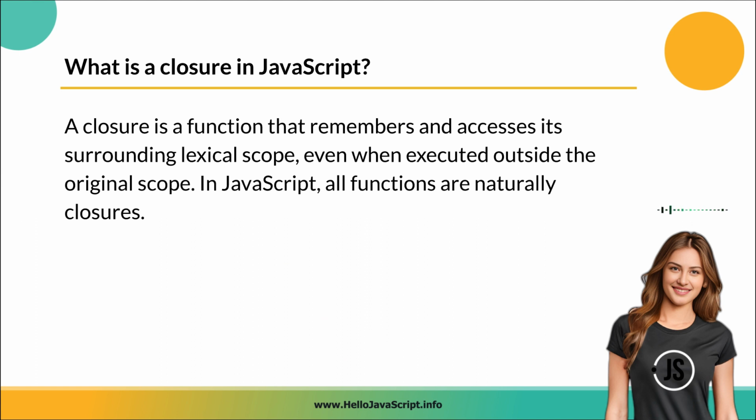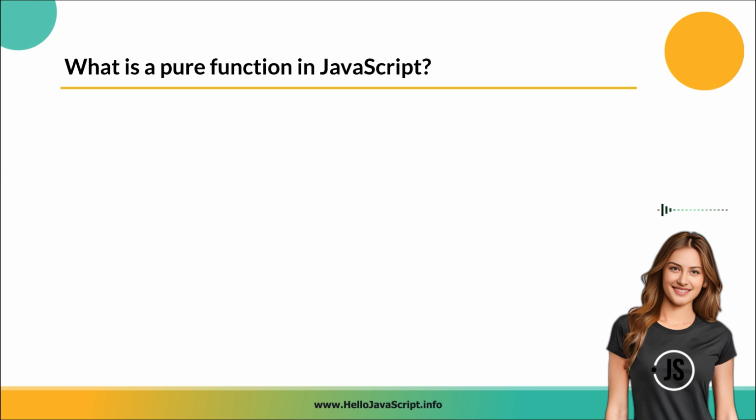Here is the correct answer to this question. A closure is a function that remembers and accesses its surrounding lexical scope, even when executed outside the original scope. In JavaScript, all functions are naturally closures. Now, for the next question. What is a pure function in JavaScript?